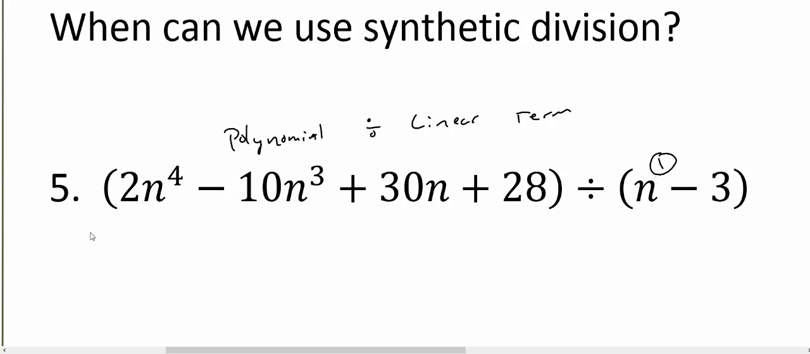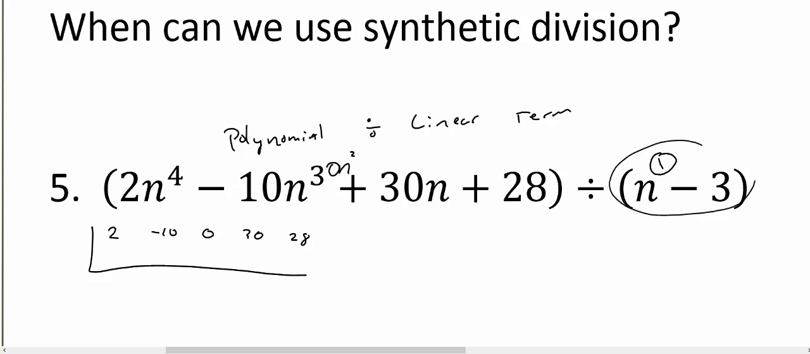So I'm going to write my numbers like this, right? Coefficients 2, -10, 30. Oh, wait, no, that's wrong. What did I do? 2, -10, 0. Remember, this is n to the 2, there are 0 of them. 30, then 28. Okay, 4, 3, 2, 1, 0, 4, 3, 2, 1, 0.